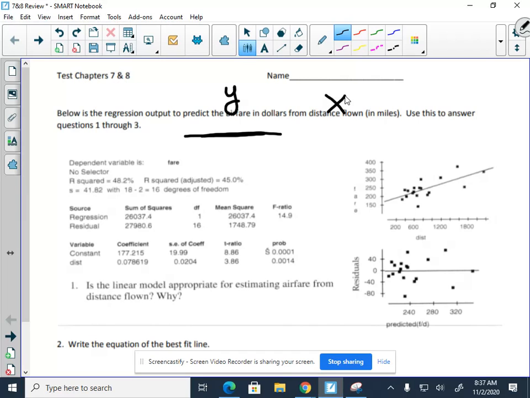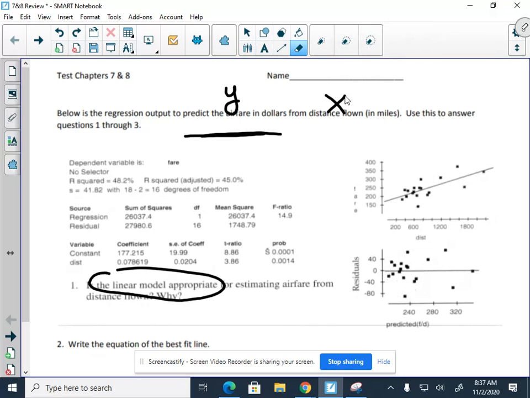All right, is a linear model appropriate? Anytime you're asked that question, you're supposed to look at the residual plot. So we look over here and we determine if the residual plot is roughly random. Now, just because there's more over here and fewer over here, that doesn't make it not random. I would say there's no clear pattern. So is the linear model appropriate?